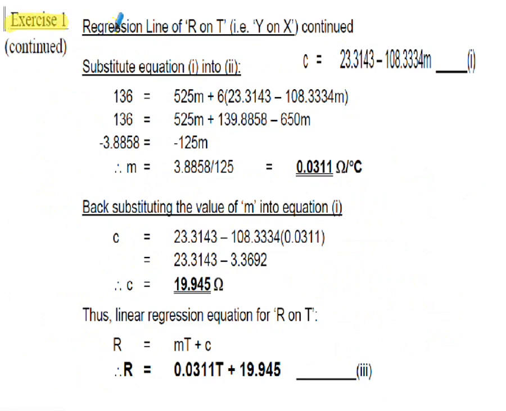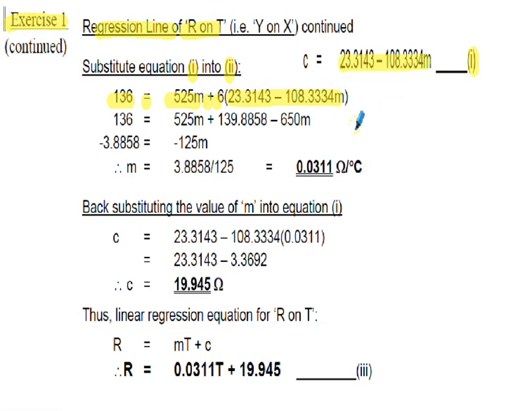Exercise 1 continued here, still looking at the regression line of r on t. I've repeated equation 1 in Roman numerals from the previous slide. What we're going to do now is substitute equation 1 into equation 2. Notice those are Roman numeral equations. So 136 is equal to 525m plus 6 times, and this is where I put the c value into the equation. That is the value of c, the expression for c there, equation 1.